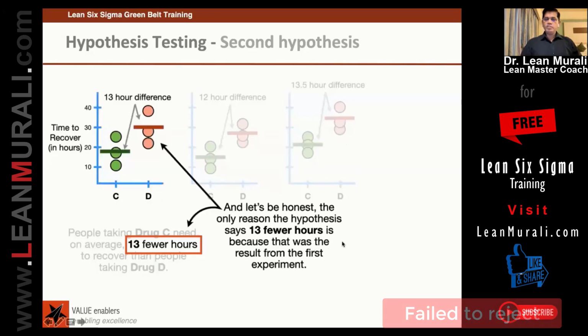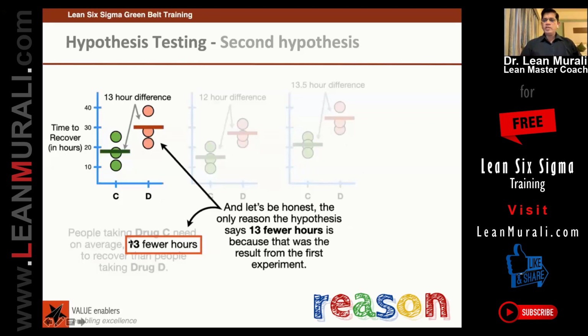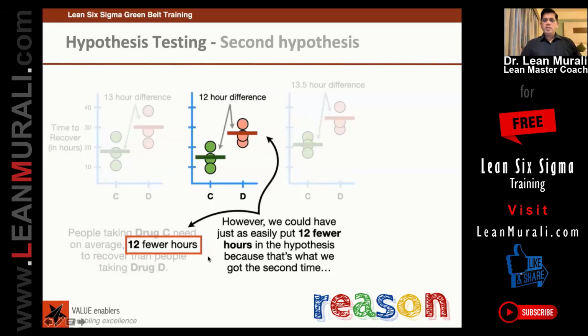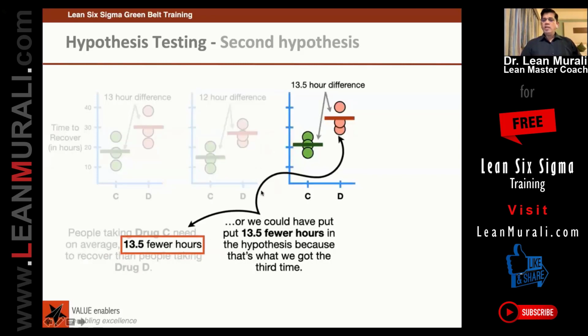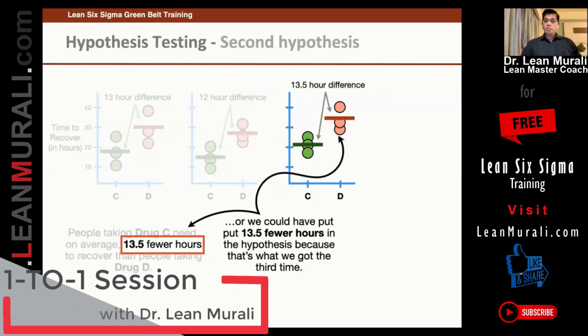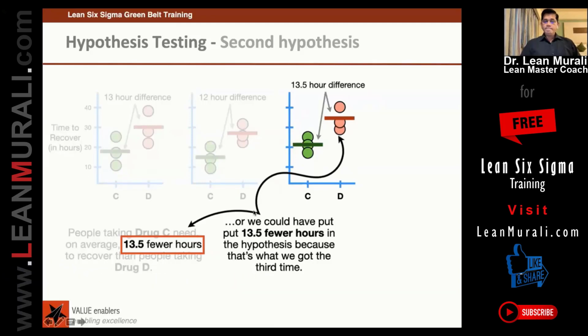The only reason the hypothesis says 13 fewer hours is because that was the result from the first experiment. That is the only reason we put 13. There is no other reason why we put 13 here. Because if this was the first experiment we had done with these people, I would have put the first hypothesis as 12 fewer hours. Or if this was the first set of people that I did the experiment on, I would have put 13.5 hours. The only reason that I put 13 hours in the first hypothesis is that I took these people for the experiment.